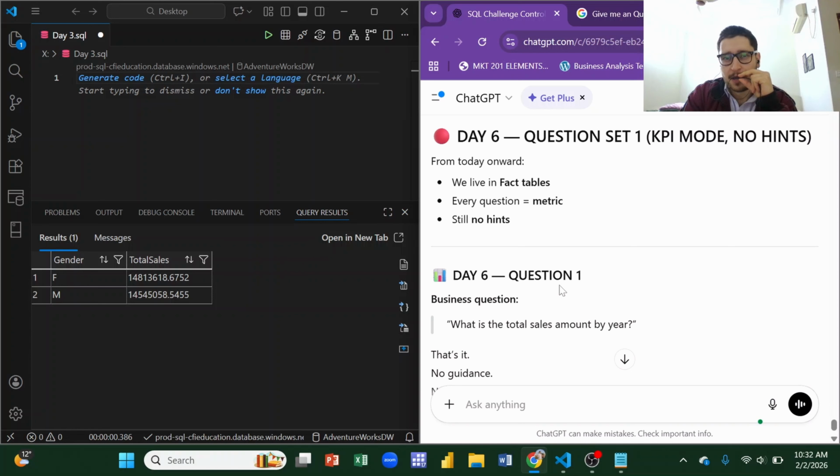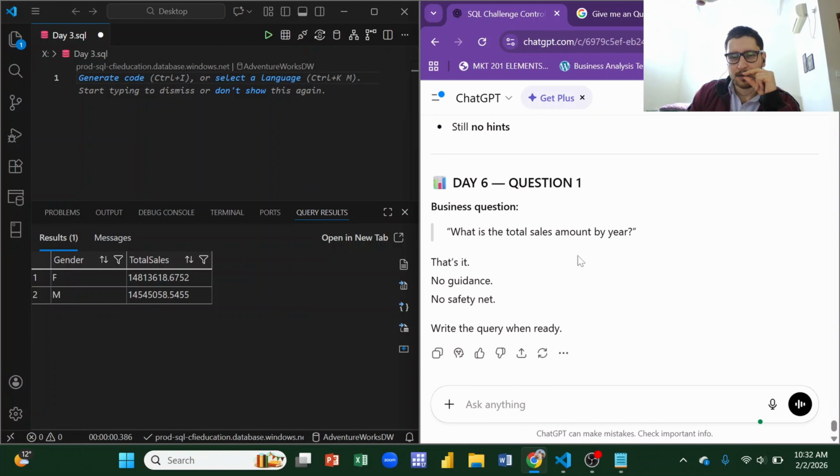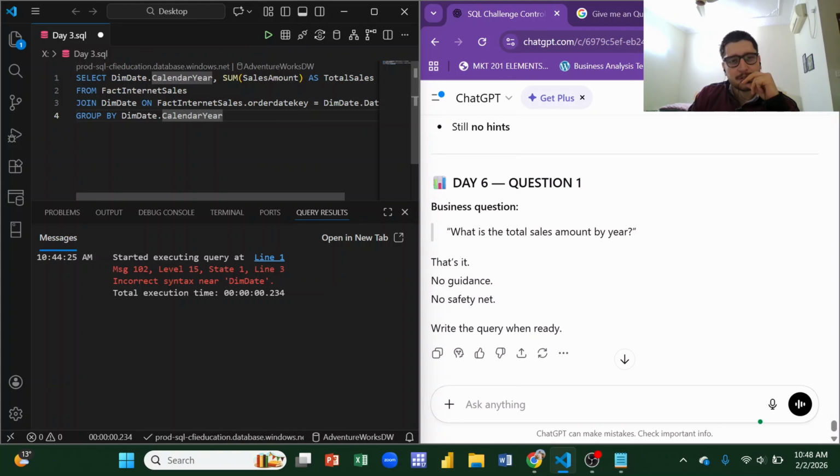It is full-on KPI, key performance indicator mode. There will be no hints, and from today onwards we live in fact tables. Every question will be a metric, and obviously no hints. Question 1: what is the total sales amount by year? To solve question 1 of day 6, I came up with this query after a lot of deliberation and some brainstorming.